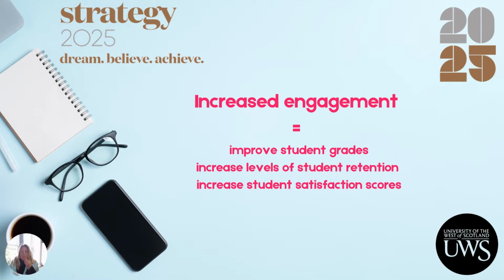And this is because 30 years of peer-reviewed evidence has really proven very robust correlations between the levels of student engagement on the one hand and the positive student outcomes on the other. So the higher the rate of student engagement in your classrooms, the more likely you are to see improved student grades, increased levels of student retention, and increased student satisfaction scores.